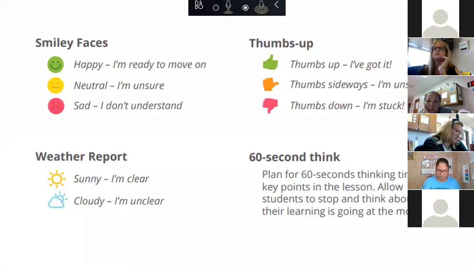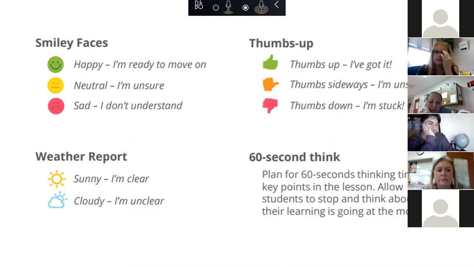Okay, so here's some ways, and we already mentioned the smiley faces. I mentioned earlier the thumbs up, thumbs down. Weather report, sunny or cloudy. Sunny, I'm clear, I got it. Cloudy, I'm unclear. So, I thought that was a cute idea.